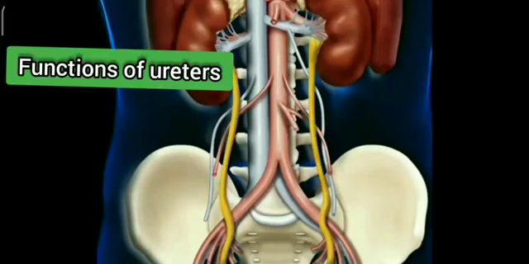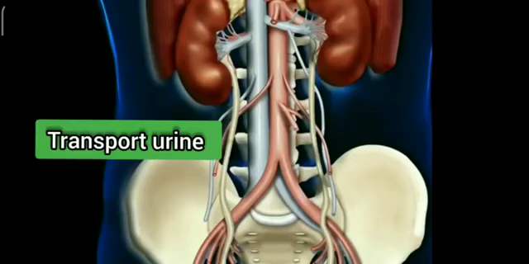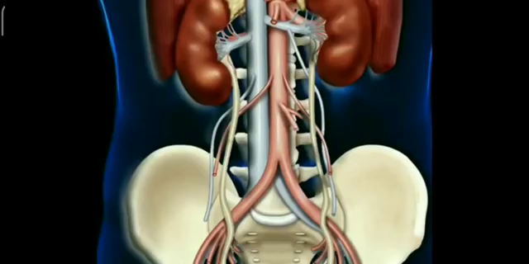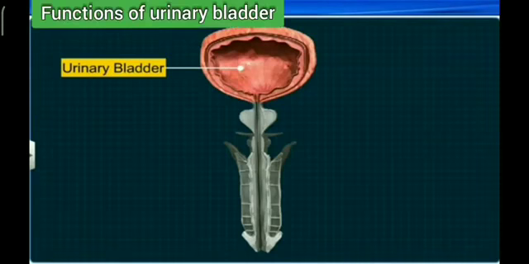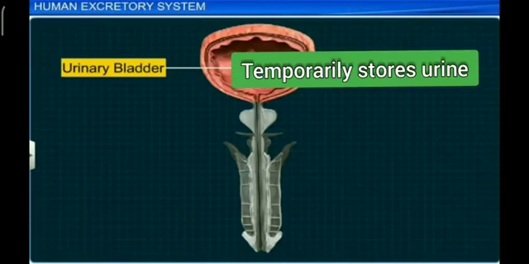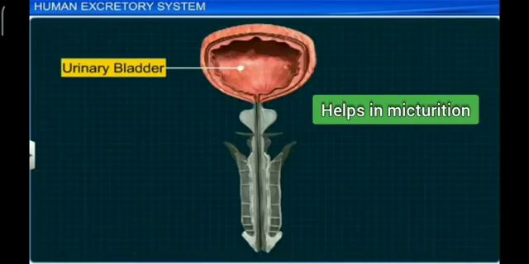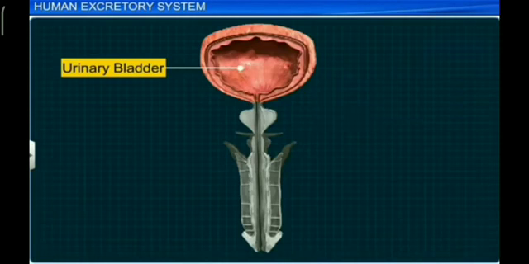Functions of ureters. They help to transport urine from renal pelvis to bladder. Functions of urinary bladder. It temporarily stores urine, near about 700 ml, and also helps in micturition, that is, removal or elimination of urine.